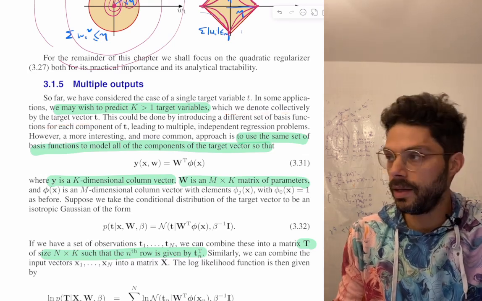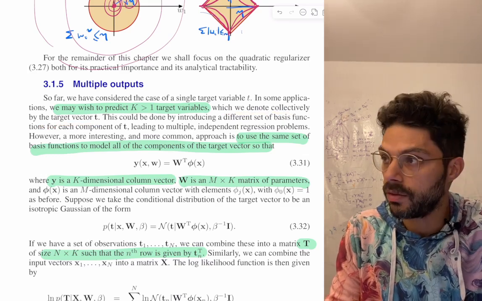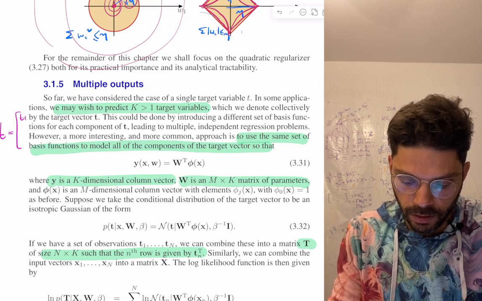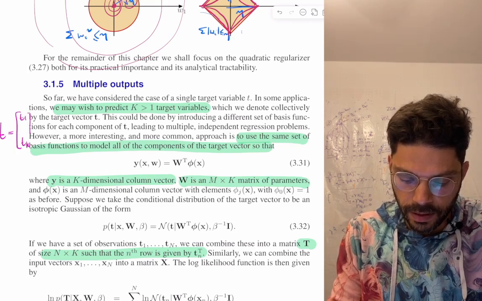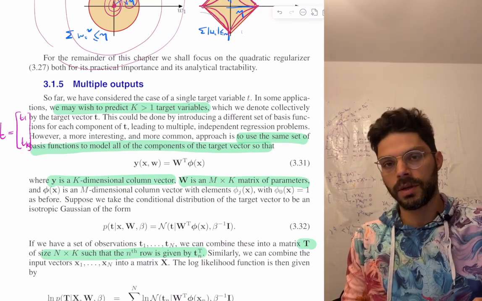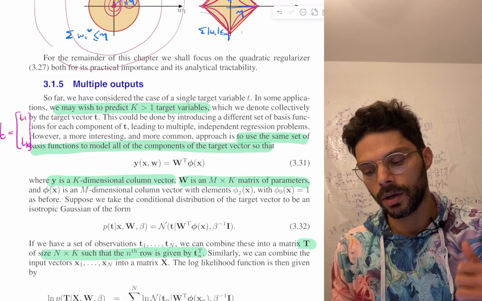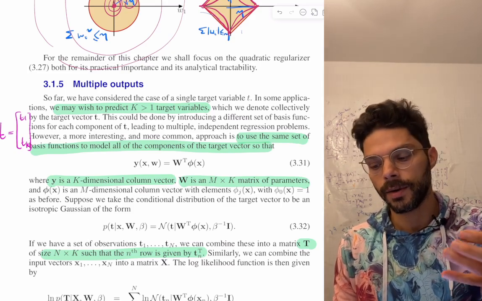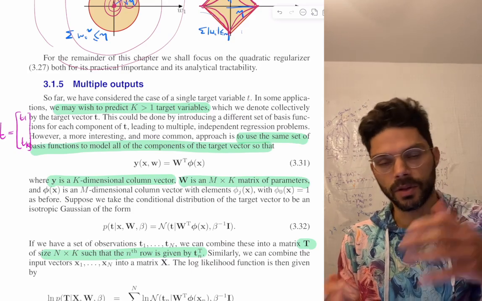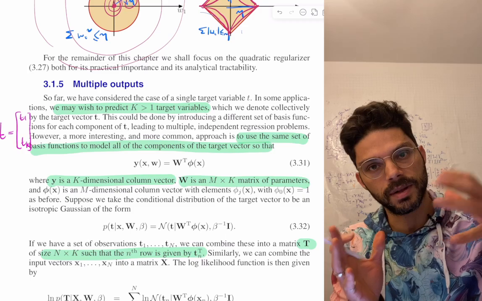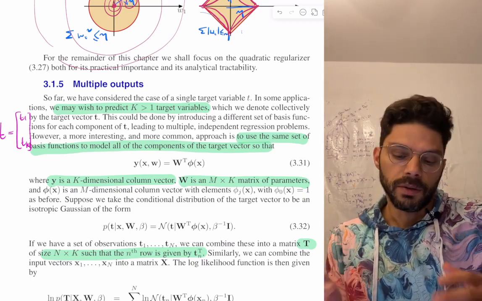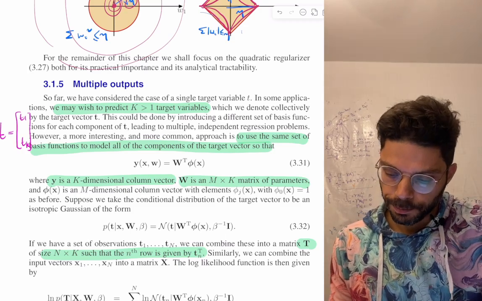So t is going to be t1 to tk. We're going to have to be careful in this section, because now we have indices for observations, and also indices for the different variables, the different elements of the output vector that we're trying to predict. So it's just more bookkeeping for us to do.